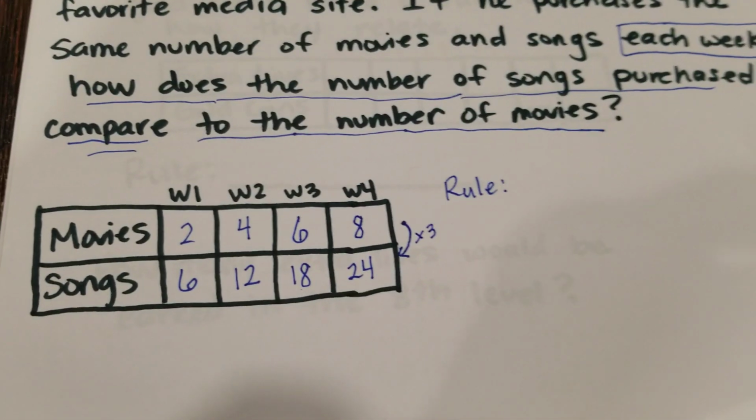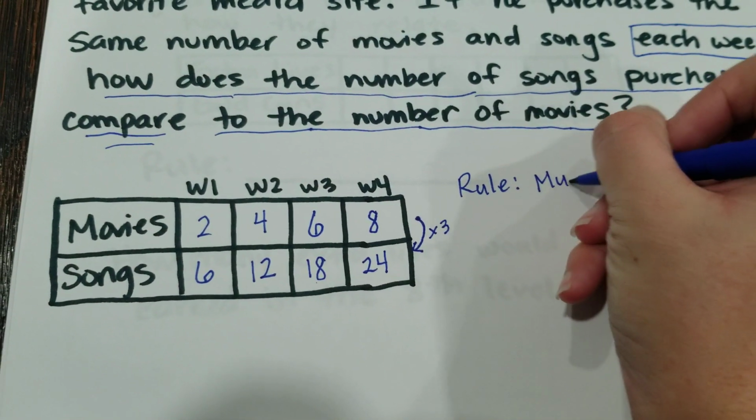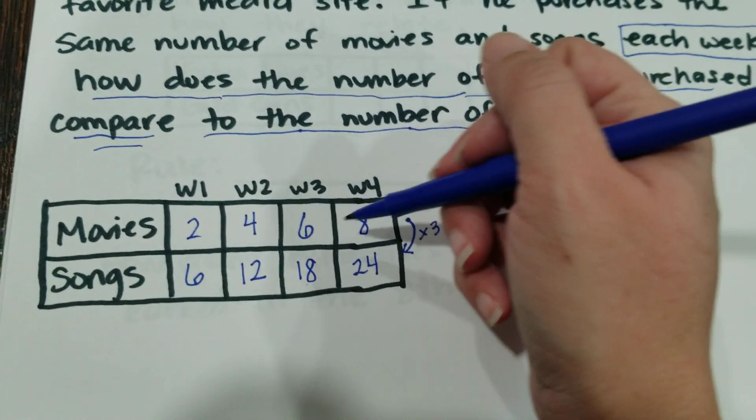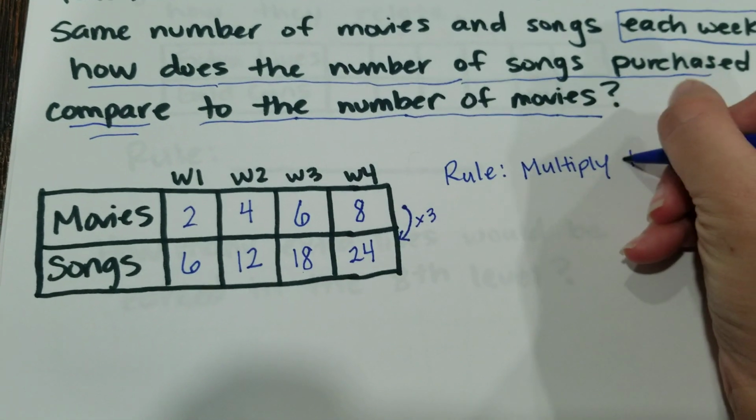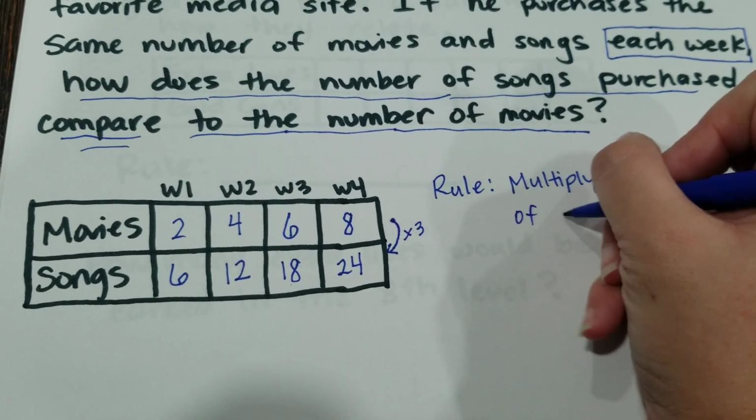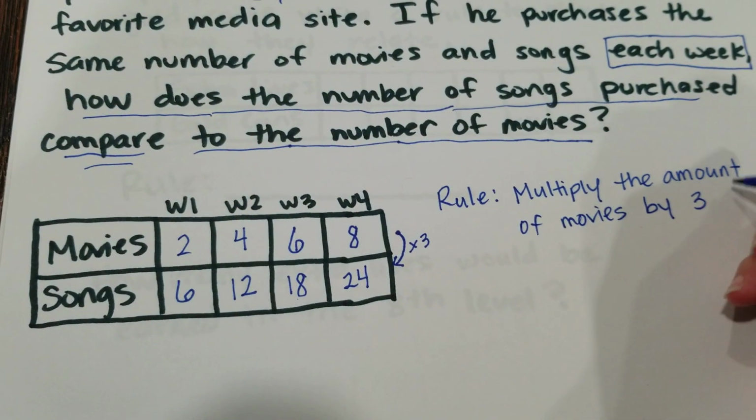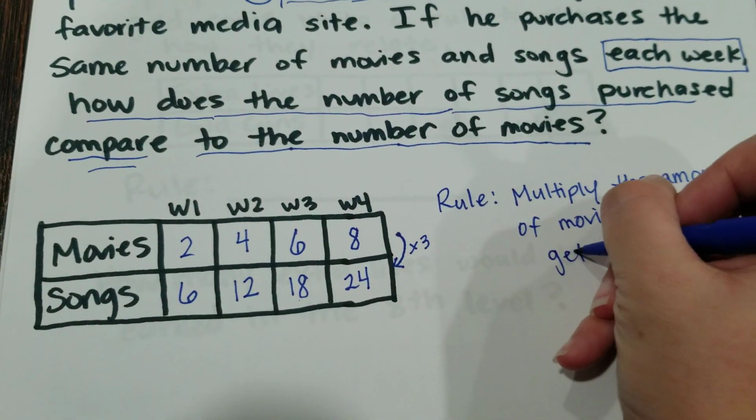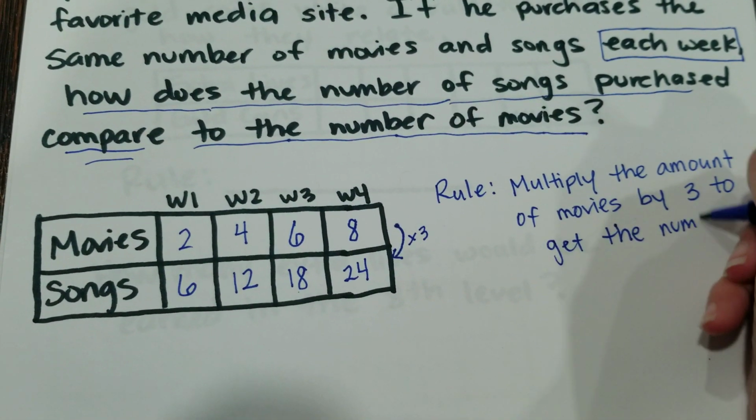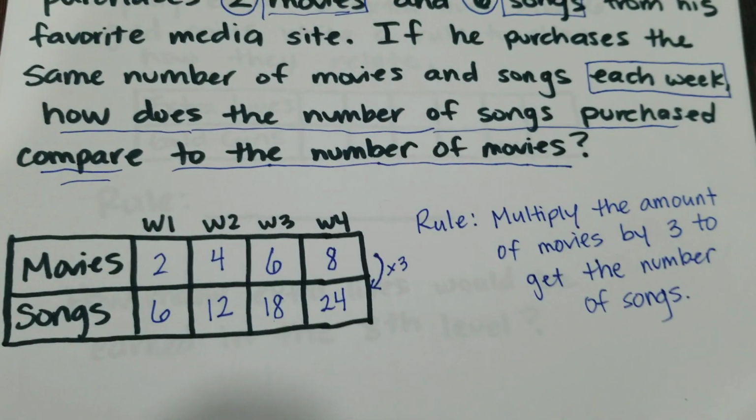just going to put multiply by 3. I'm going to actually make it a sentence. I'm going to say, what do we multiply by 3? So we're going to multiply the top number, all right? The top number is the amount of movies. So multiply the amount of movies by 3 to get that bottom number, right? So to get the number of songs.